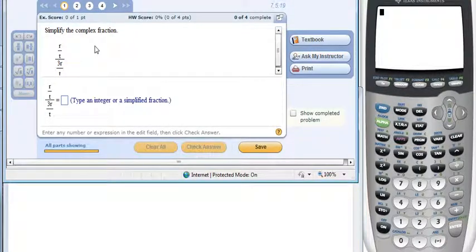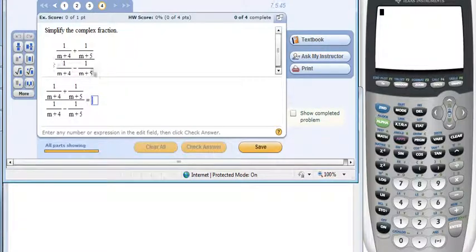Okay, so what is this? Well, it's a complex fraction. Why is it a complex fraction? Well, these are even more complex because this complex is not like the complex number system where you have the imaginaries. It just means it's got a lot going on.